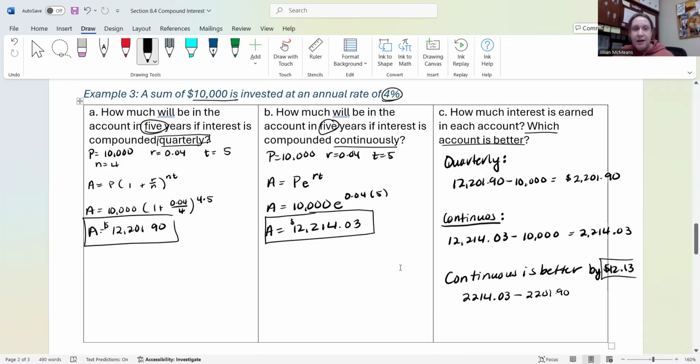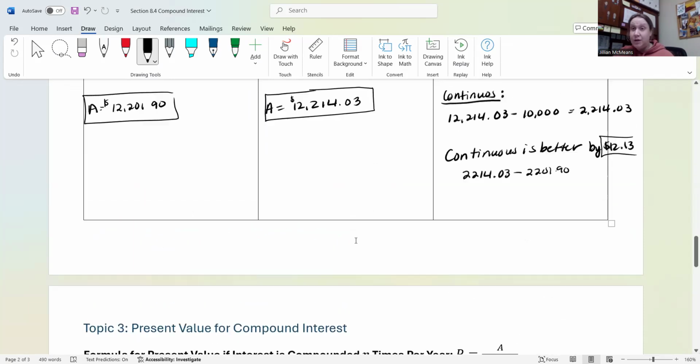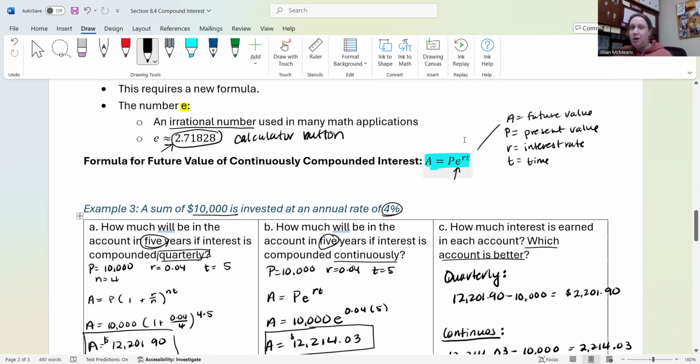Okay. Now in the next video, I think we're going to calculate present value, and then we're going to do something weird called effective annual yield. And then that'll be the end of this section.